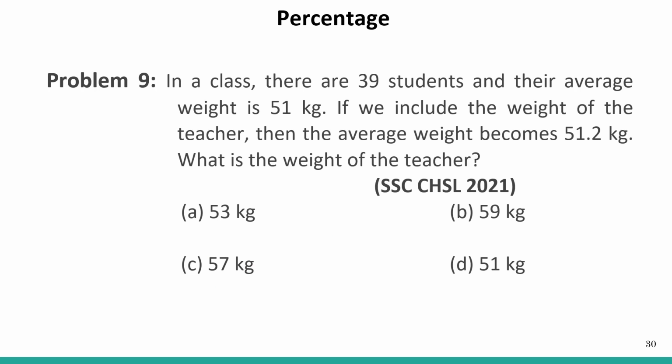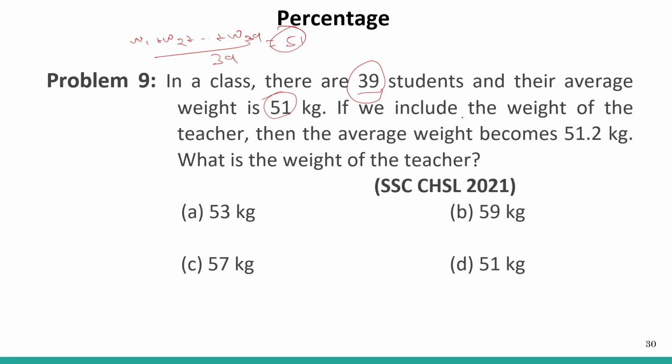In a class, there are 39 students and their average weight is 51 kg. If we include the weight of the teacher, then the average weight becomes 51.2 kg. So what is the weight of the teacher? The total number of students in the class is 39, and the average weight is 51. So we add all the weights, W1 plus W2 plus dot dot dot plus W39, and then divide by 39. What we arrive at is 51.